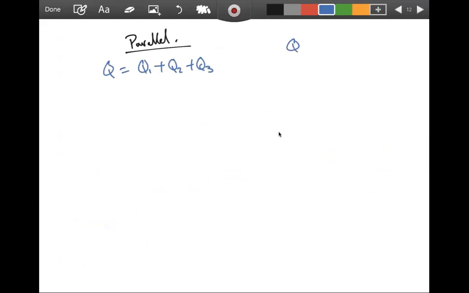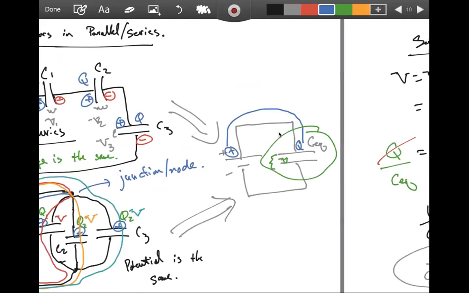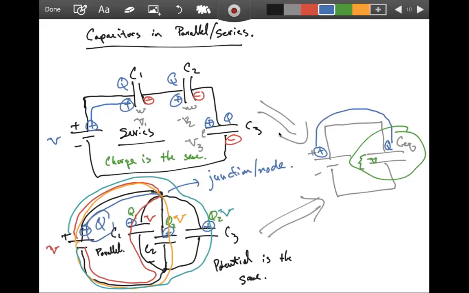Now again, using that Q is equal to C times V, this is going to be C1 times V plus C2 times V plus C3 times V, because again, the potentials are the same. So I can factor that out, and this becomes V times (C1 plus C2 plus C3). Now again, our claim is that the charge that comes out of here is exactly the same as the charge coming out of here, which is the charge on this plate.